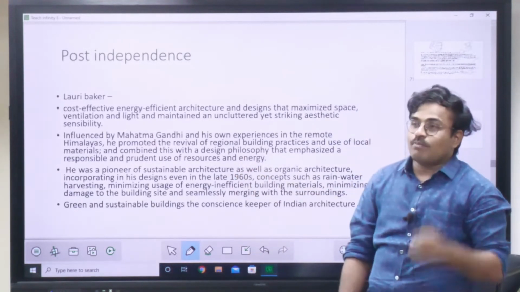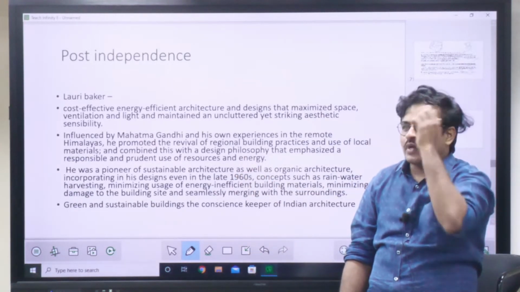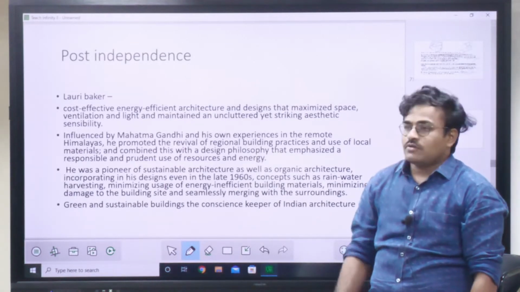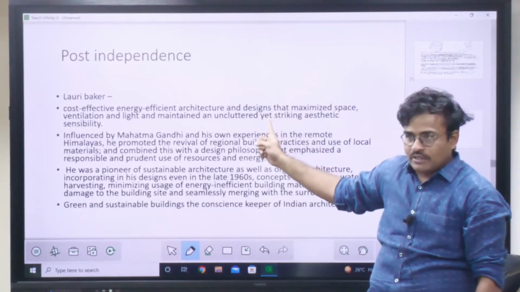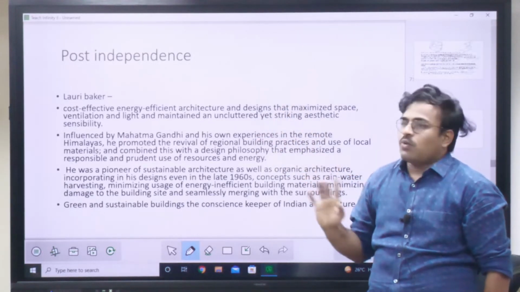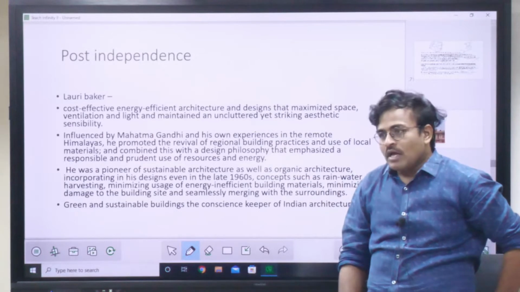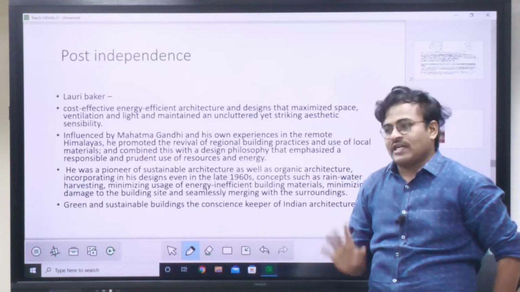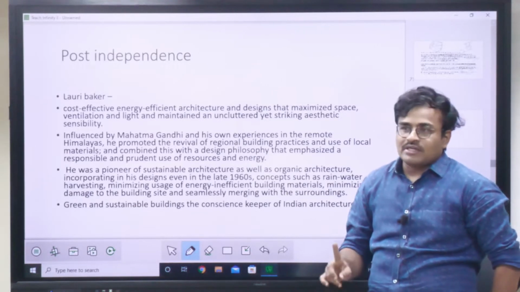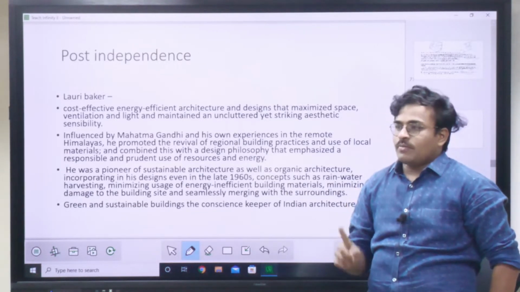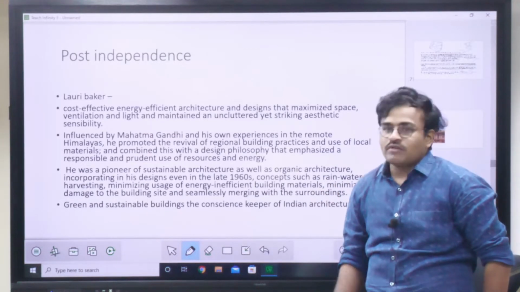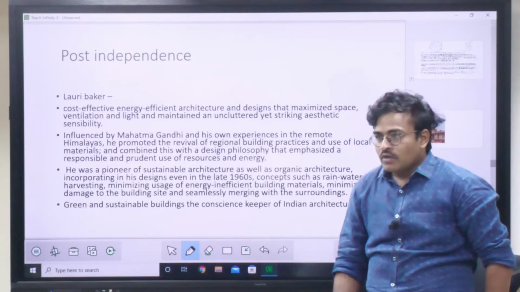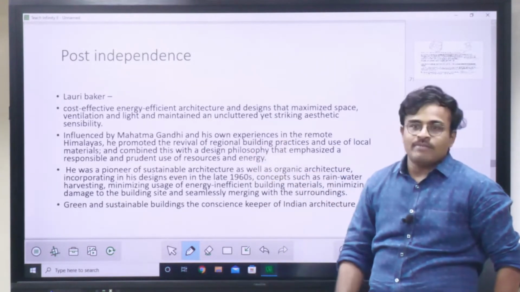Now the next one is post-independence. There are some architects who are a little prominent for us. One is Laurie Baker. Edward Baker is different, Laurie Baker is different. This Laurie Baker came and settled down in India. After settling down in India, he was very much influenced by the Gandhian ideas of inclusion and sustainability. He wanted to construct his buildings with the least possible impact on the environment. Most of his constructions are known as green buildings, because green buildings today is a very important topic.